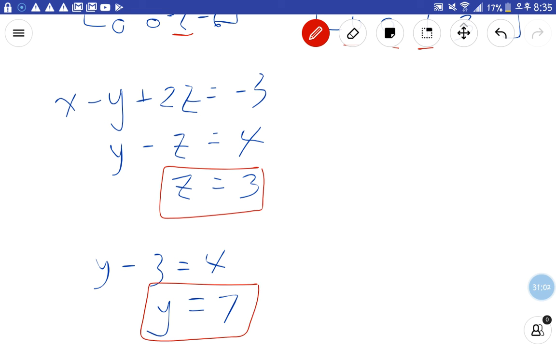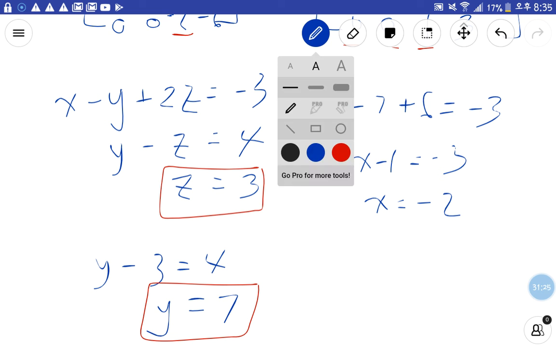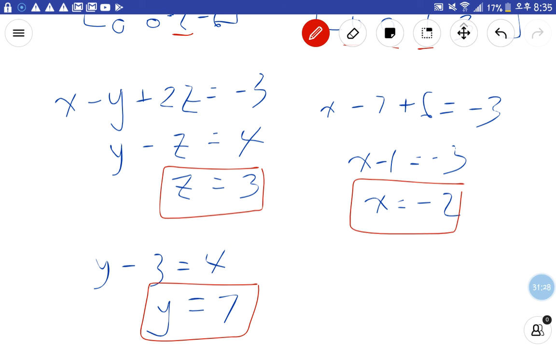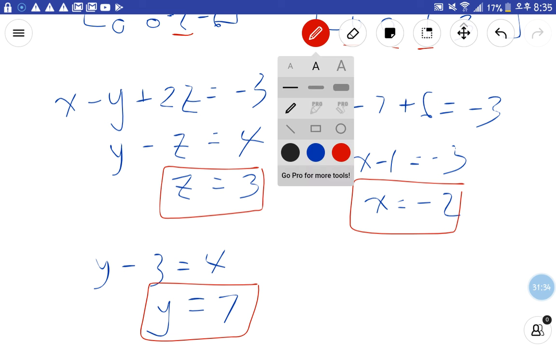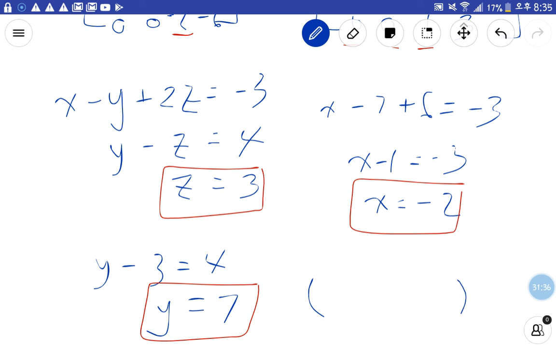Now what? How can I get my x? You have to replace everything back. x minus 7 plus 3 equals -3, which is 2 times 3, which is 6. Now x minus 1 equals -3, x equals -2. So I found all my answers, which is x equals -2, y equals 7, z equals 3. How can you represent your answer? We are using an ordered triple, which is -2, 7, and 3.